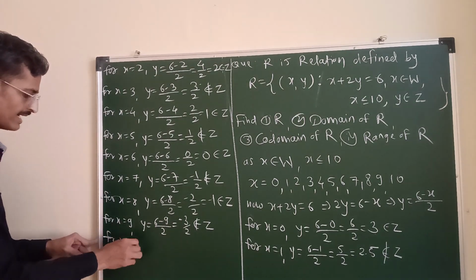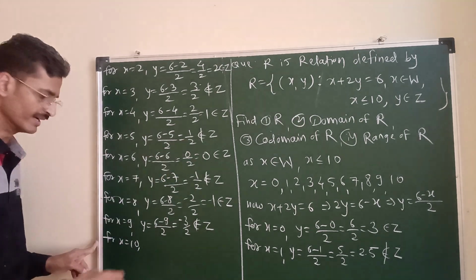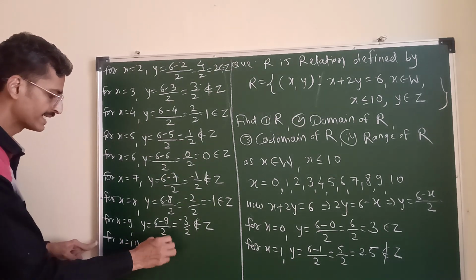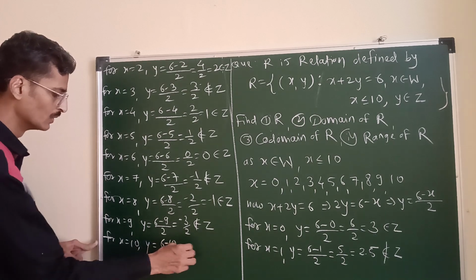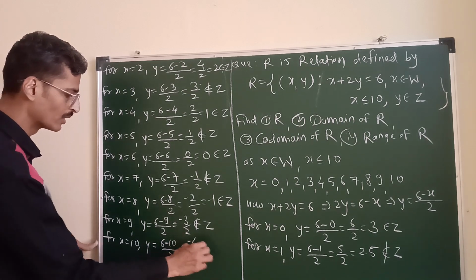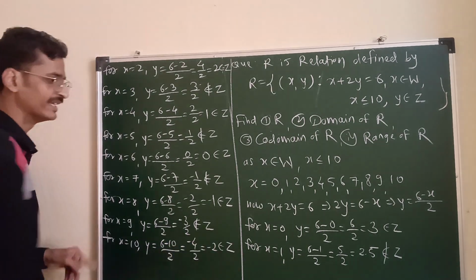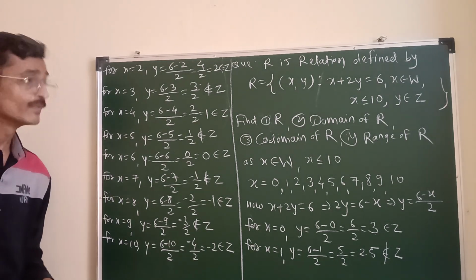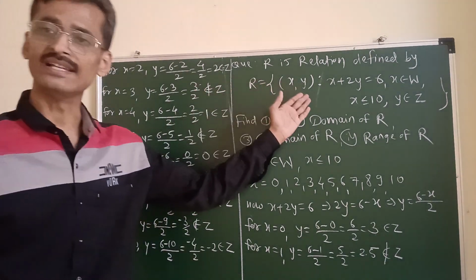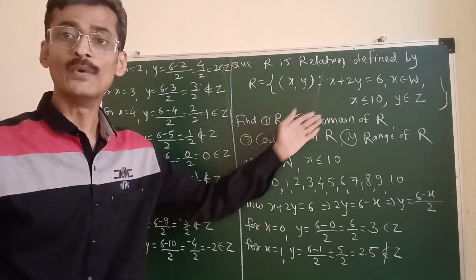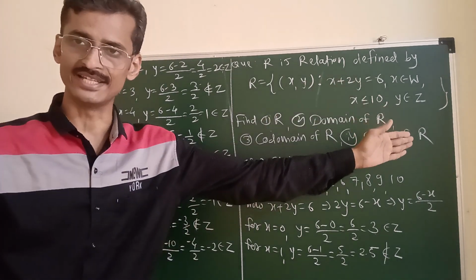Next, for x = 10, that is the last number, y is (6 - 10)/2, that is -4/2, which is -2, which belongs to the integers. Okay, so now write R in terms of the ordered pairs which satisfy this given condition.